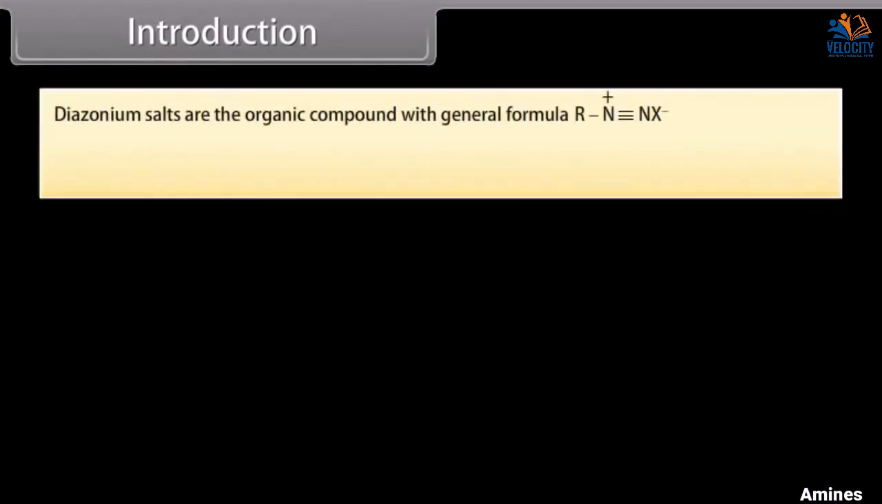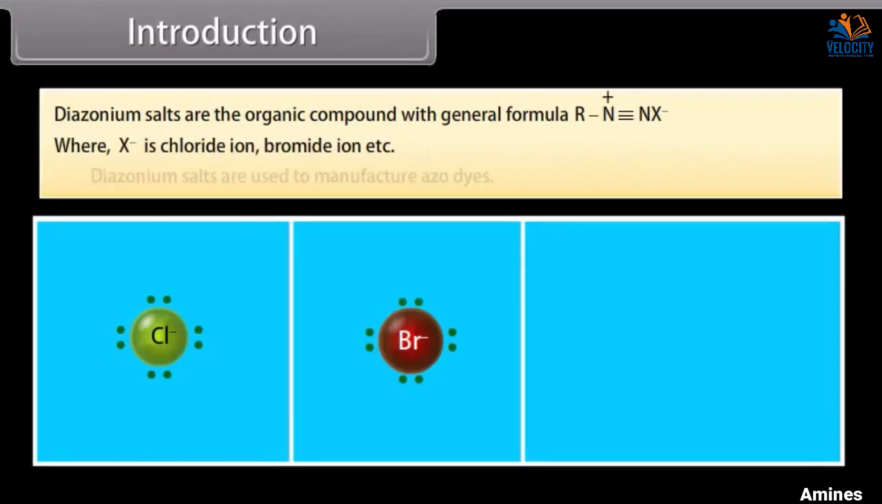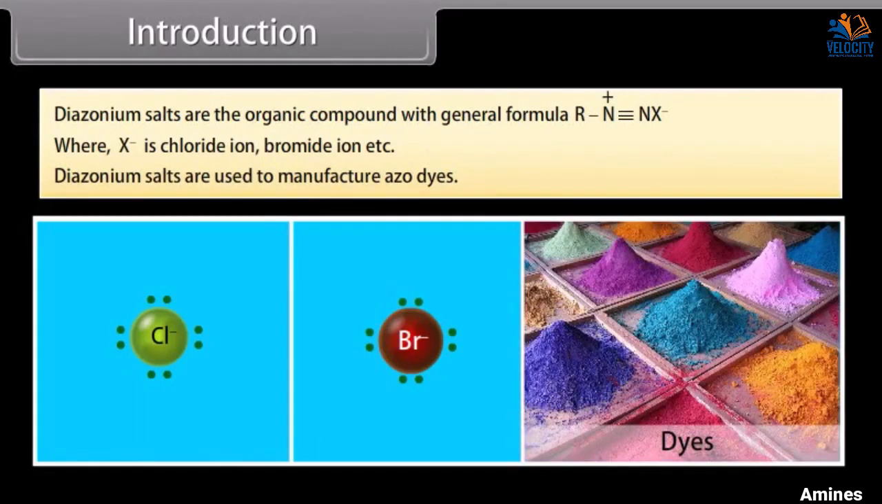Diazonium salts are the organic compounds with general formula RN2+ X−, where X− is chloride ion, bromide ion, etc. Diazonium salts are used to manufacture azo-dyes. In this lesson, we will learn more about amines and diazonium salts.